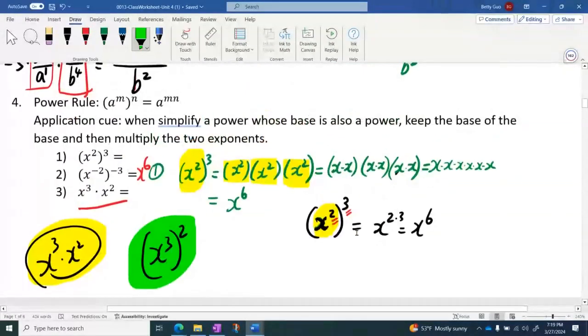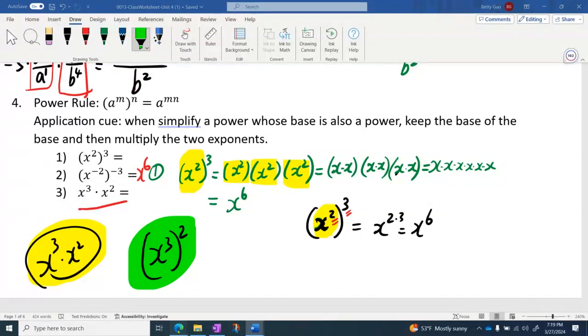All right, guys, do we have any questions about number 4, which is the power rule, the third formula we learned? 3 things. What's the name? What's the name related to kangaroo? Power rule. When do we apply it and how do we apply it?